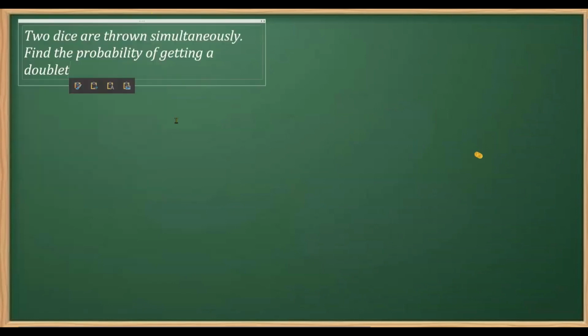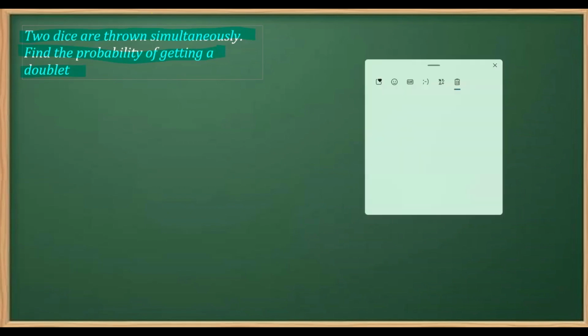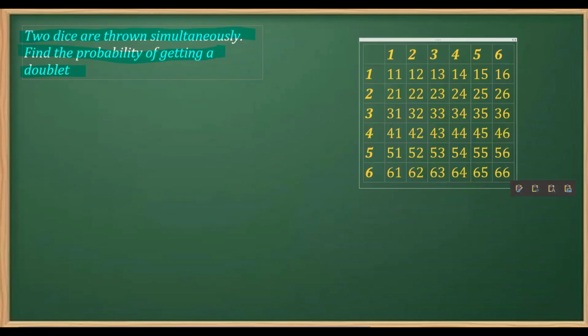So the first question is what? It says 2 dice are thrown simultaneously. Find the probability of getting a doublet. So for that, first of all, you have to make a table. I think you may be well versed of this, making a table over here. That means this is representing the first dice, and this one is representing the second one. Right? This being representing the second dice.